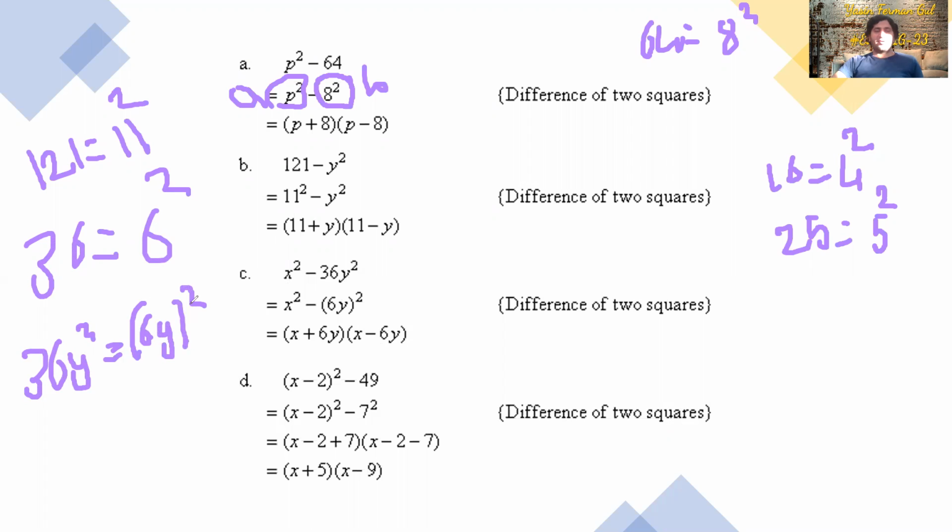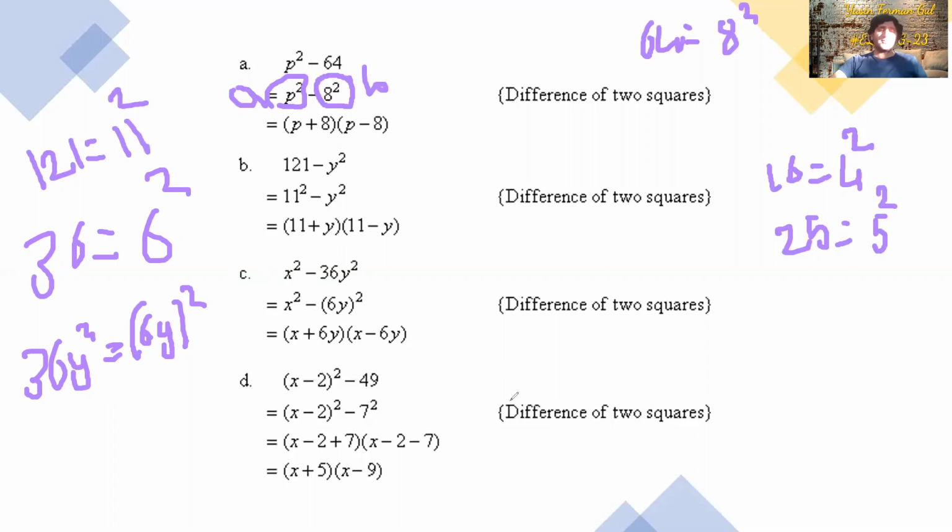I write it like this, this 2 is the power of 6, the power of y. 6 to the power of 2, 6 times 6 will be 36. Y to the power of 2 will be y squared. Okay, that's how we get it. Then the first term will be x squared. The second term will be, as you can see, 6y squared. Then my factors, when I factorize it, will be x plus 6y times x minus 6y.